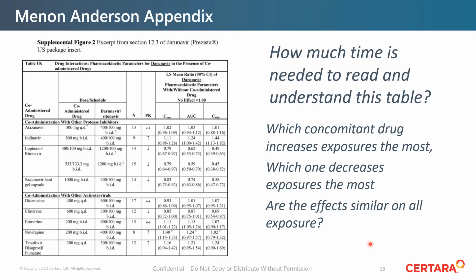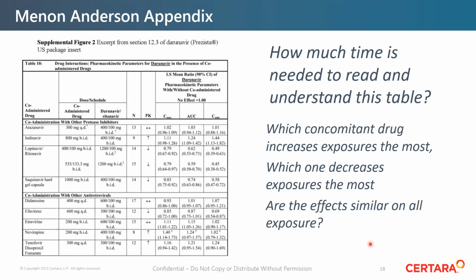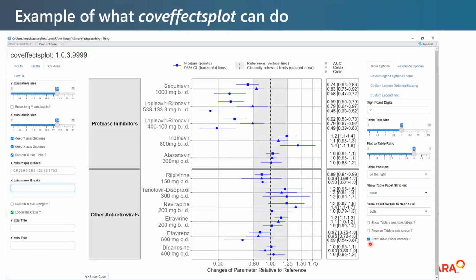So without delaying things more, you realize that that's a tedious task. It requires a lot of reading. What happens when I represent this data using a forest plot? Same question: which one decreases exposure the most or increases exposure the most, and are the effects consistent across exposure metrics? Here you can see the biggest increase: boom, I have indinavir 1.4 on Cmin. So that's increasing Cmin the most, and it has less impact on AUC and Cmax.